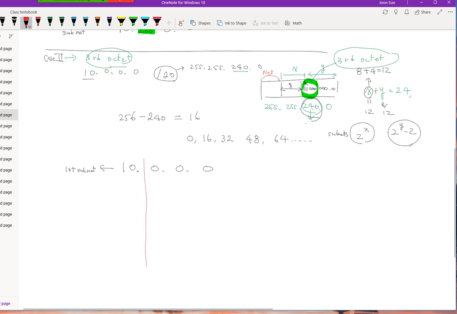This is my network positions. Okay. So I know that 10 is going to be the same. And then first I have to focus on what? Third octet, right? So I know that it's going to be 10.0. And what is my next one?